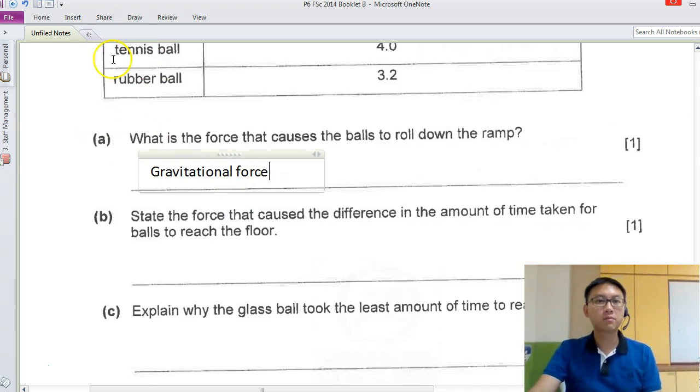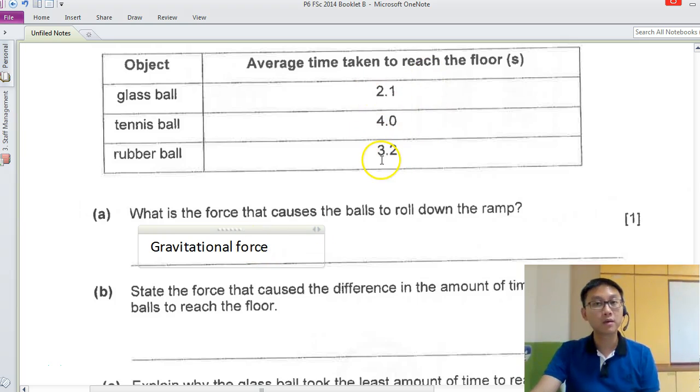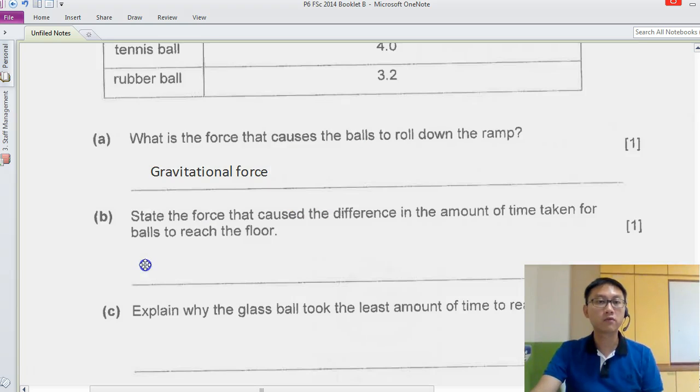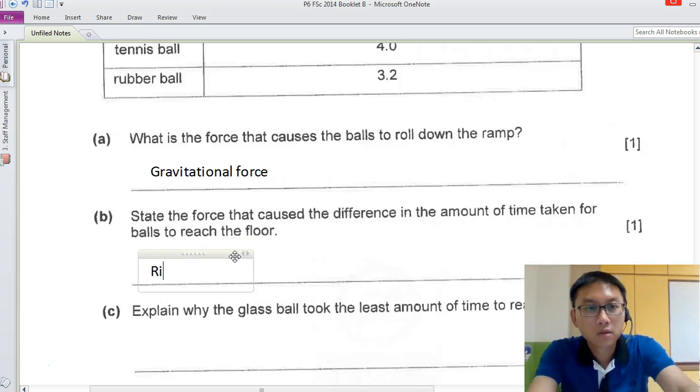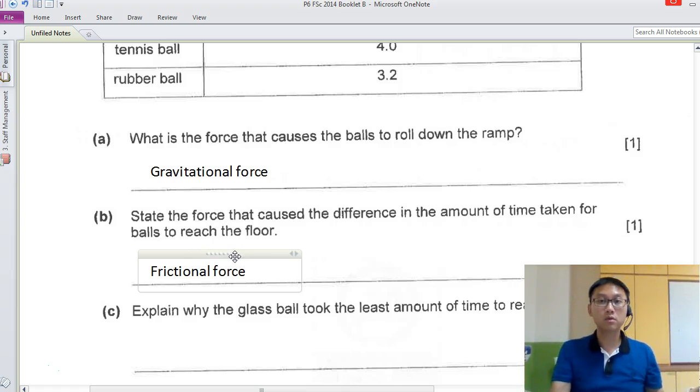Then you're supposed to state the force that caused the difference in the amount of time taken for the balls to reach the floor. Why do the balls take different times? The reason is friction. Friction slows things down. If the object is more rough, it will slow down and therefore take a longer time to reach the floor.